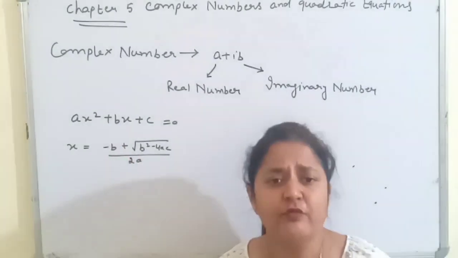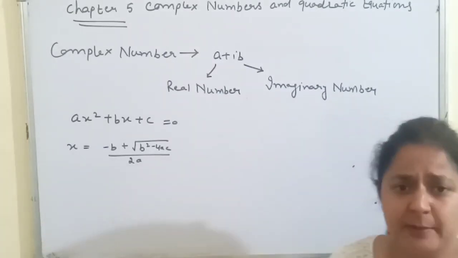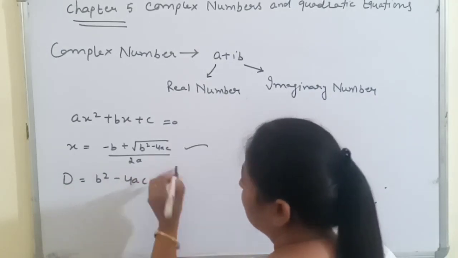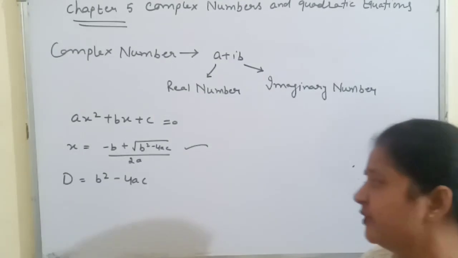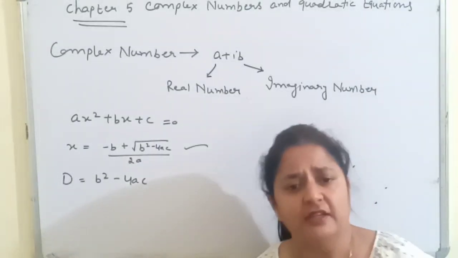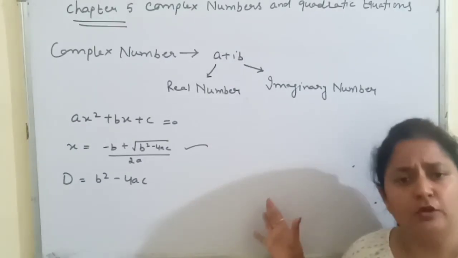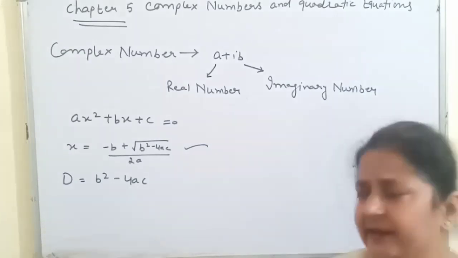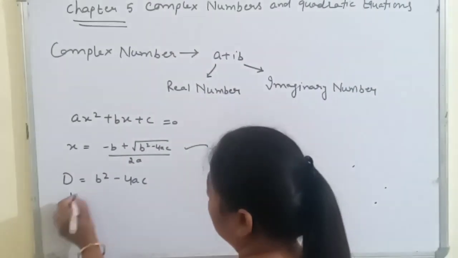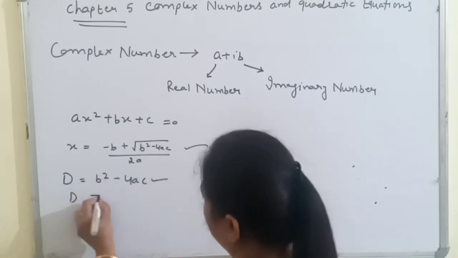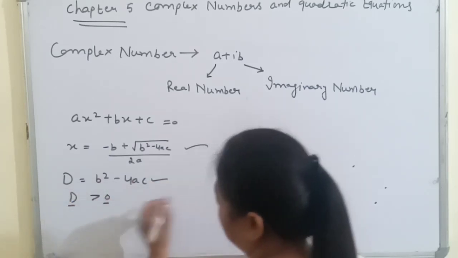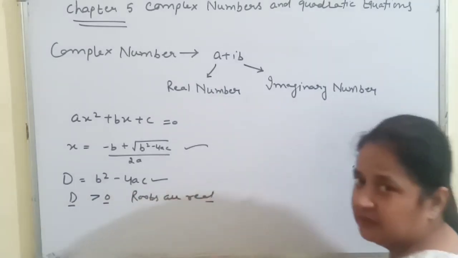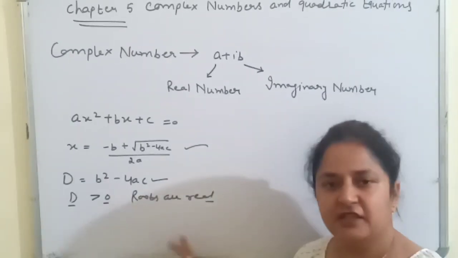Now when we did chapter 4, students, the first thing we had to find was the discriminant. This is the discriminant D, that is b square minus 4ac. Firstly we find the discriminant and check whether the roots of the quadratic equation are possible or not possible. If the discriminant is greater than 0, then roots are real and possible. This is a quadratic equation, so we will get two roots here.